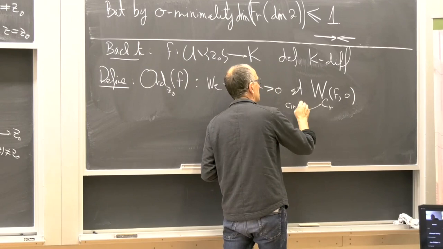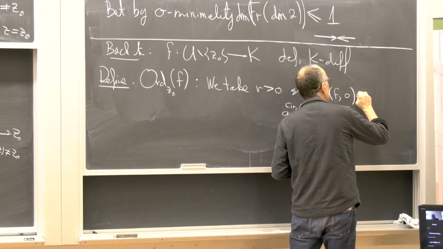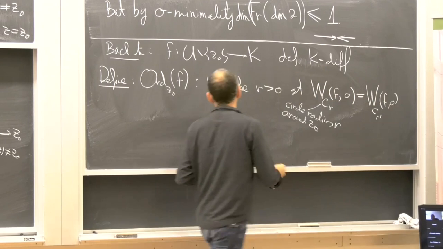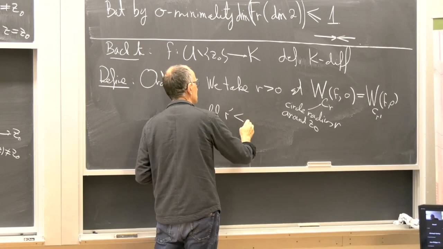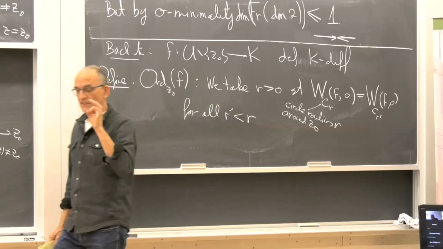Such that this is the same from then on: the winding number of F along C_R' around zero, for all R' less than R. I should say one thing, of course. For all of this to make sense, I have to assume that F is non-constant near Z zero. Otherwise we cannot even compute, because F might take the value zero on the circle. And because of the identity, let me just say non-constant.